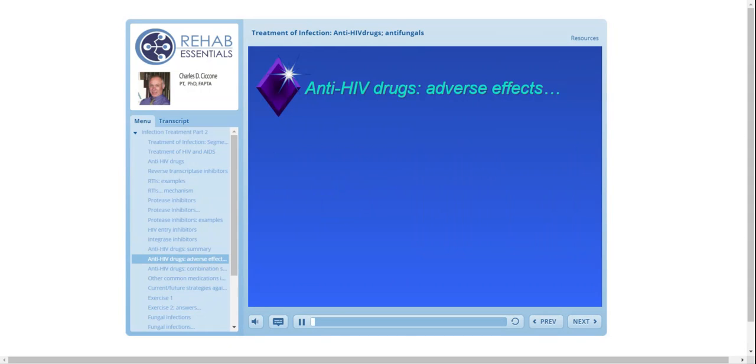But we do have to consider the adverse effects. These are serious drugs. Some of them may cause muscle pain, muscle weakness, as well as neuropathy, probably most common with the RTIs and the integrase inhibitors. These side effects are very important because, of course, we're trying to maintain muscle function. We're trying to maintain neural control of the muscle. So if these are drug-induced side effects, it's really important to us and to our patients.